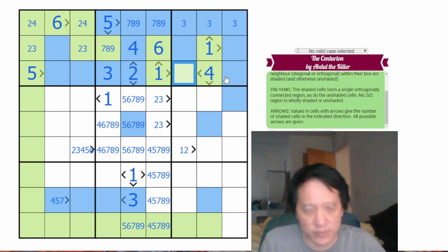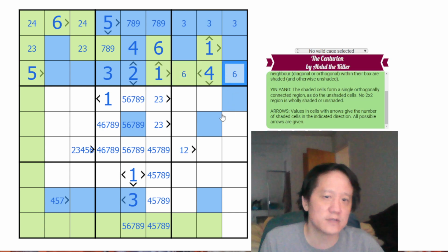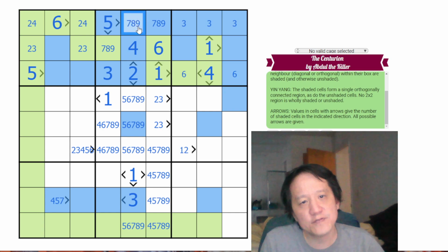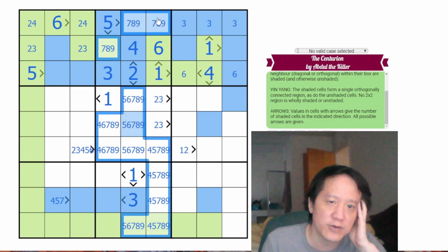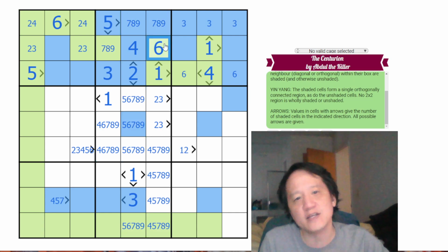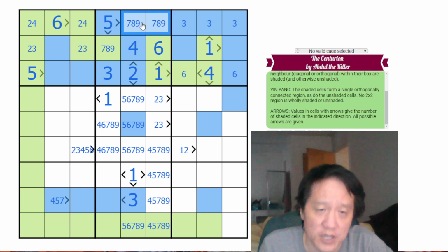6 has to be one of these. So either this is 6 or that's 6. If this is 7, that's fine. If that's 7, that's fine, because the 7 is not next to the 6, so it would be unshaded. But in both of these situations, the 7 is next to the 6 and shaded.